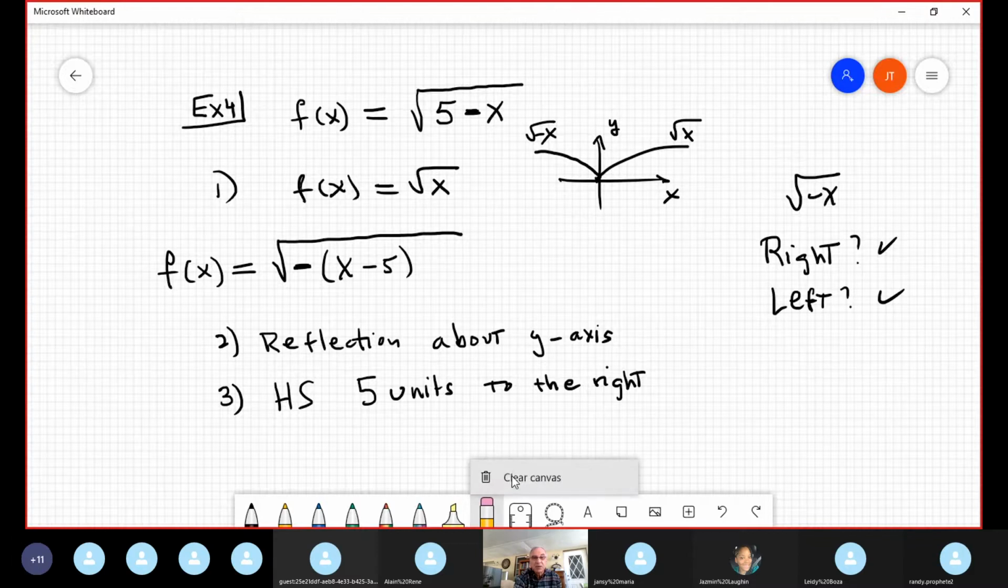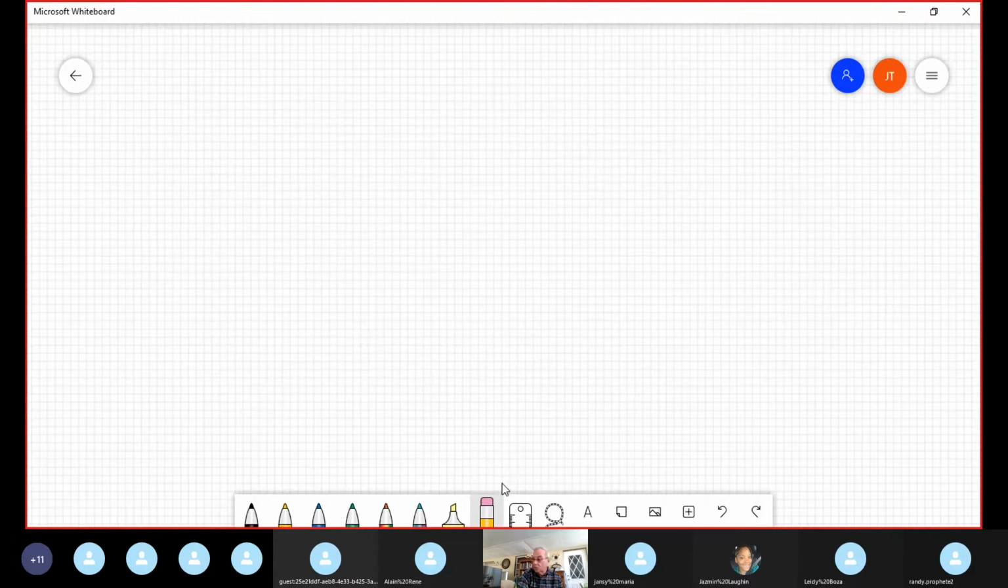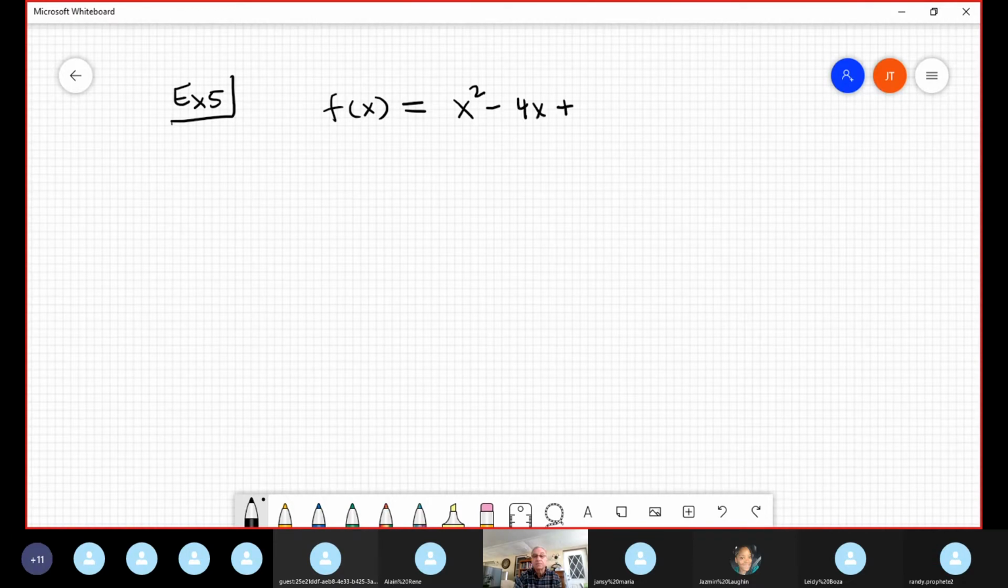I don't remember. Okay, number 5. Example number 5 is another example in which you need to do some algebra to understand the transformation, because it's confusing, it's not clear. Example 5 is f of x equal x squared minus 4x plus 5.